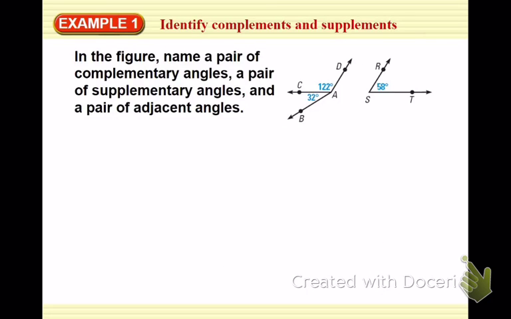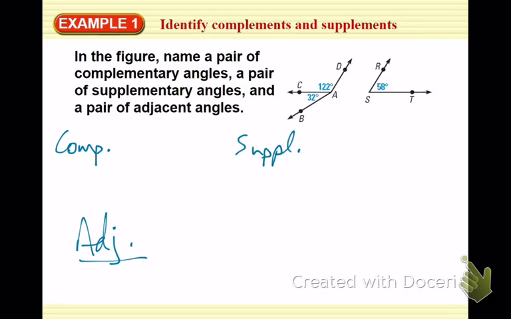Okay. So first example here. Name a pair of complementary angles. Name a pair of supplementary angles. And name a pair of adjacent angles. Okay, so can you do that? Take a look. Can you find the complementary angles?